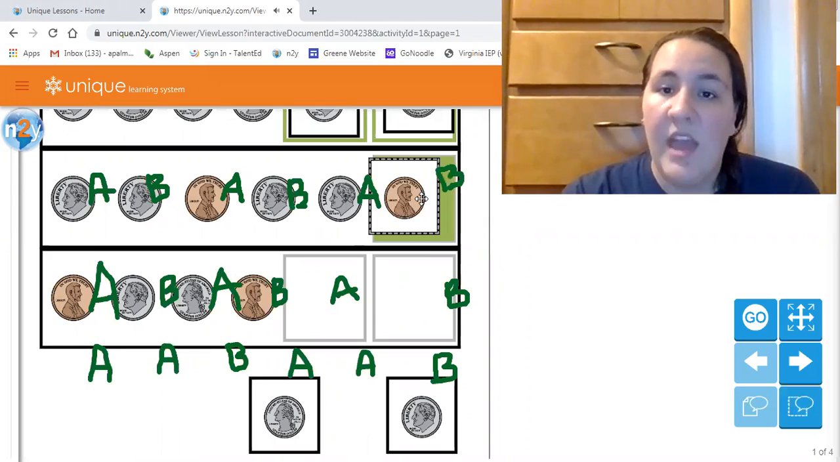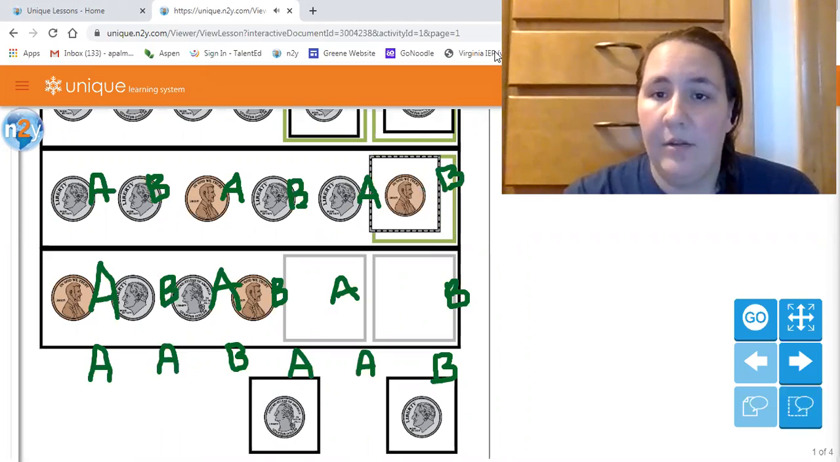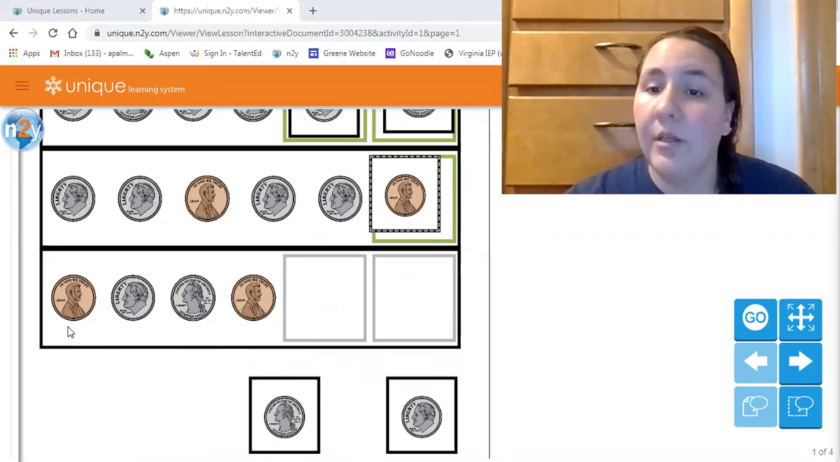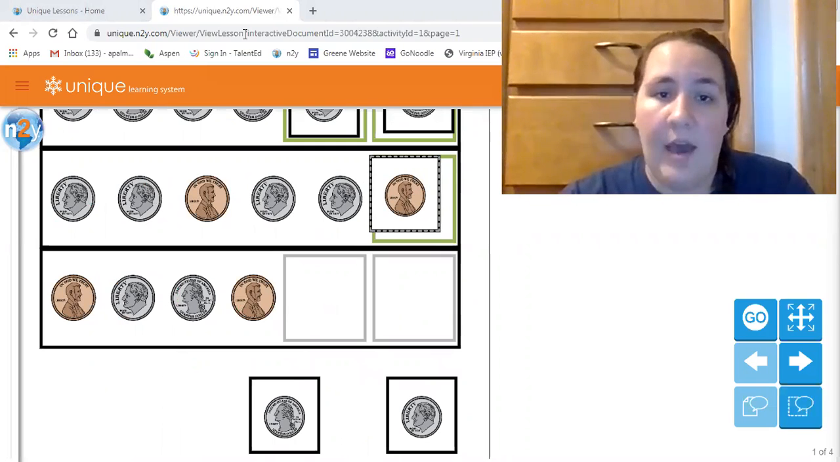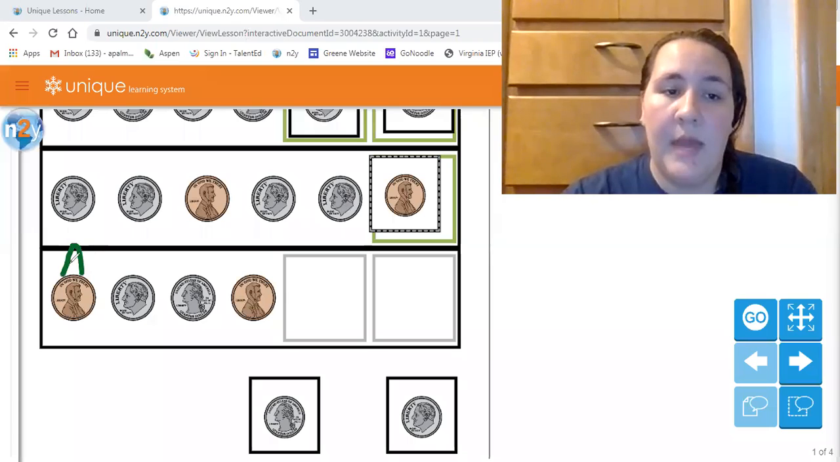All right. And then we have another type of pattern. Let me go ahead and clear this so we can see our pictures. So in this pattern, we're going to label our letters again. So the first one, we always start with the letter A, just like the alphabet starts with the letter A. And then, so my penny is an A.